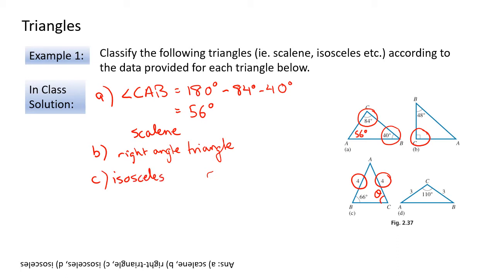And the same thing goes for D. The two sides are the same. Just because you're given 110 degrees, you could calculate the other two angles, but we don't need to because all we are doing is classifying the triangle. And in this case, again, because two sides are the same, it is an isosceles triangle.